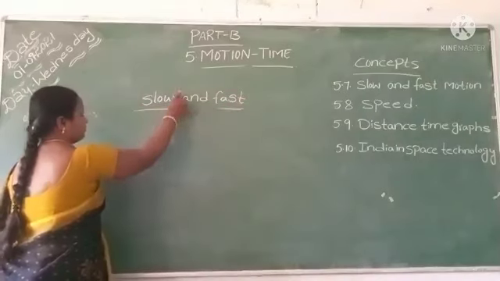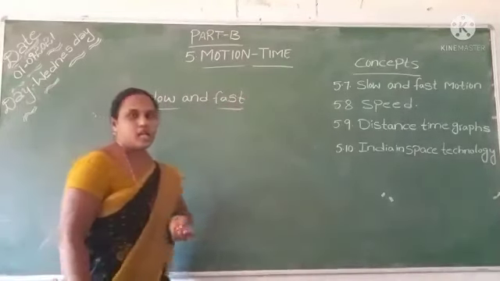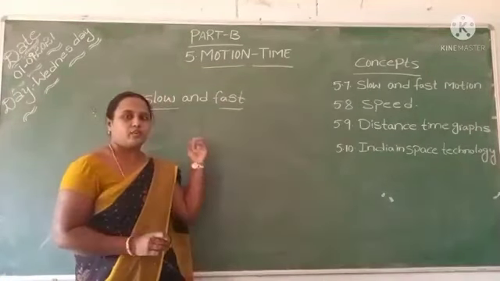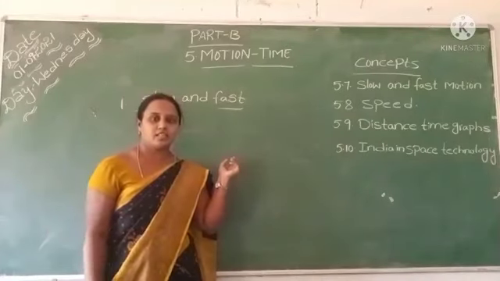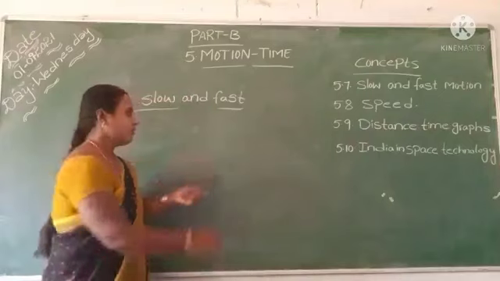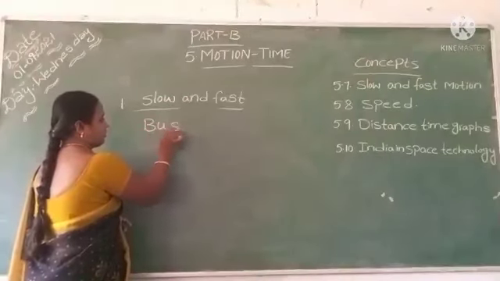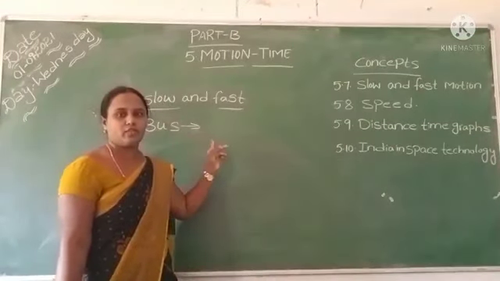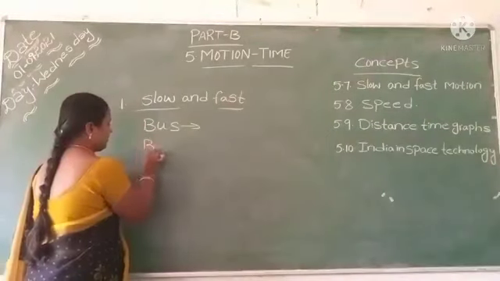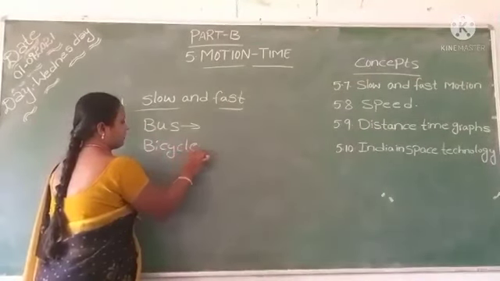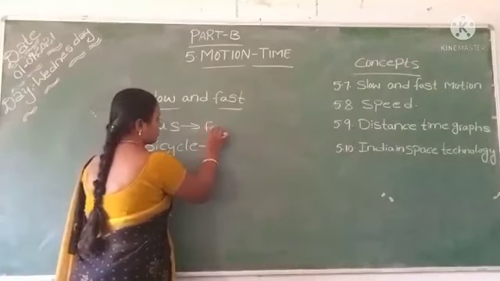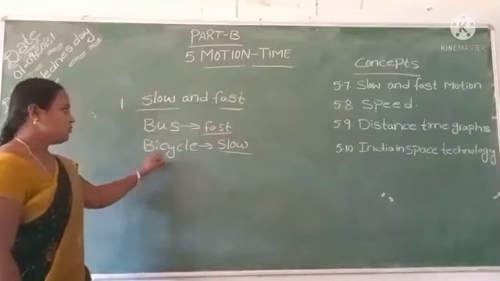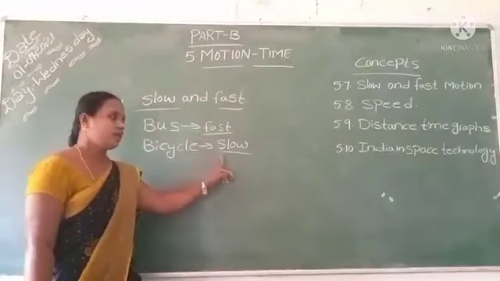Slow and fast motion. The distance travelled in a given interval of time can be decided as slow or fast motion. Whether the vehicle is fast or not, we can decide. On the road, a bus is going. Bus is a fast motion. Yes or no? Bus will go very fast. Bicycle will go slow. Comparing these two, bus is very fast, bicycle is very slow.